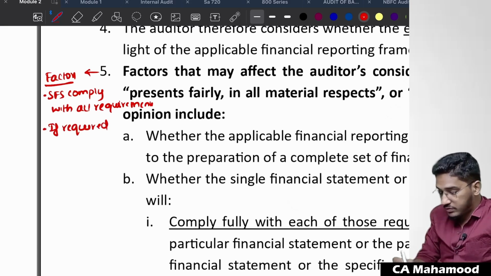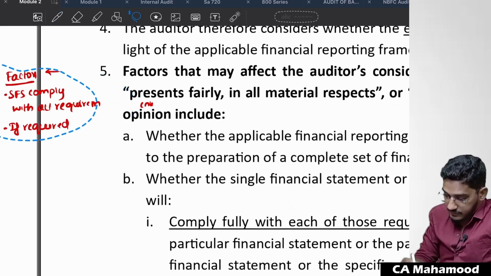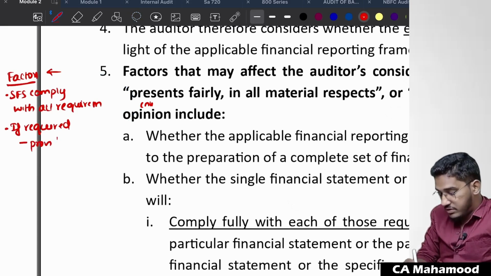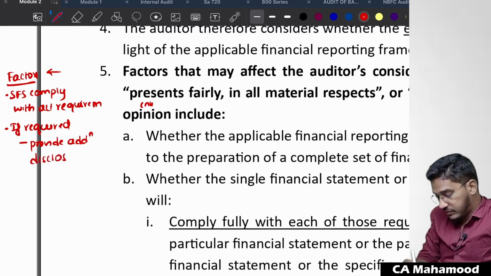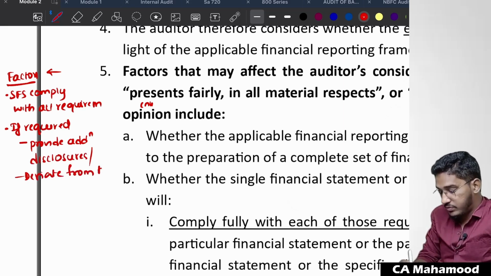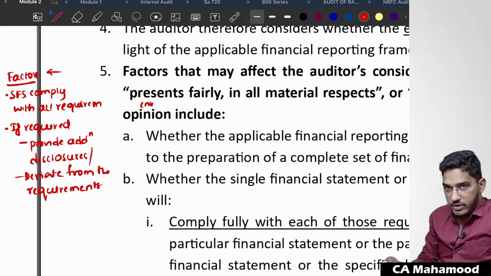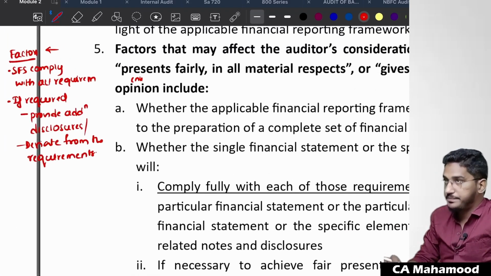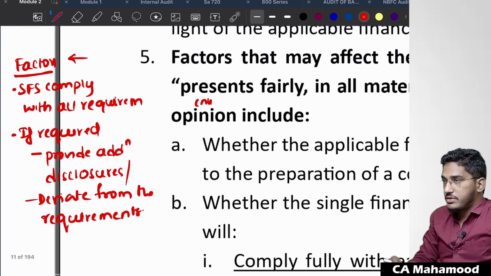if required, provide additional disclosures or deviate to achieve fair presentation. Then in those circumstances, you can make use of the phrases present fairly in material respects, or that they give a true and fair view. Nothing but the fair presentation framework definition they have told here. So this is the fifth point. So take a screenshot once, copy it later.